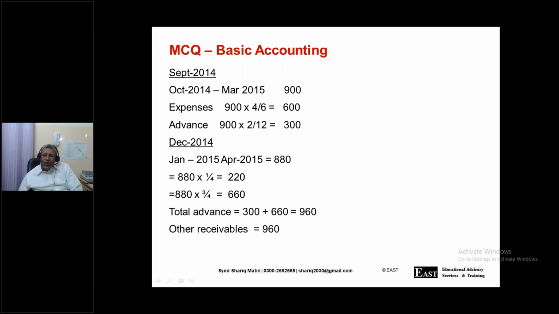So there was 300 advance from the first advertisement magazine and 660 from the second. So 300 plus 660 makes it 960. And 960 is prepayment. And as we have discussed, and Shapar has told us, it is no more considered as prepayment. Rather, the new terminology these days is other receivable. So other receivable is 960.